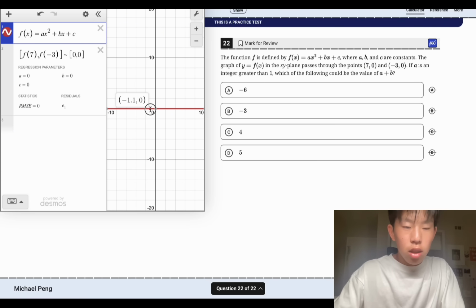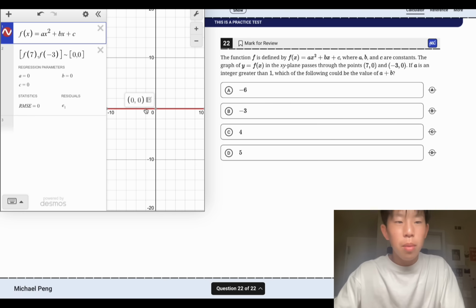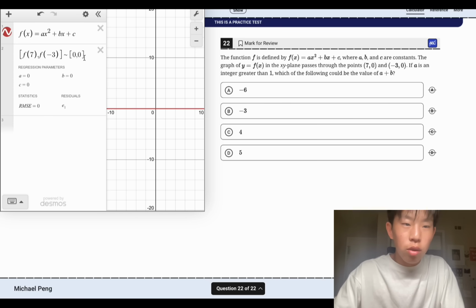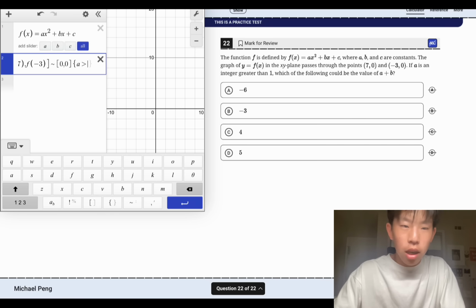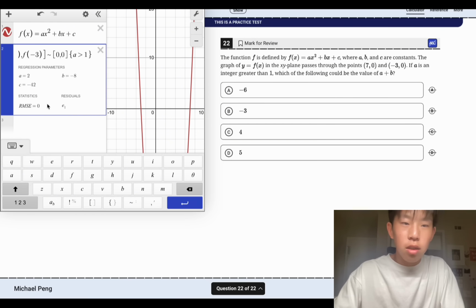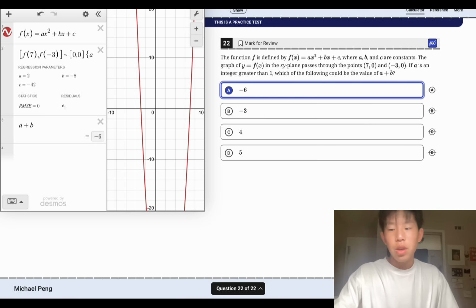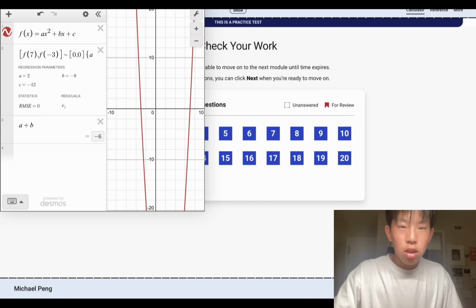And we're missing something. Hopefully you remember, because right now the function is kind of useless. It says a is an integer greater than 1. So we need to tell Desmos, a is greater than 1. And then, boom, it gives us the answer. It's asking for a plus b. So what's a plus b? -6. And that's our answer. Okay? So next, exit out.